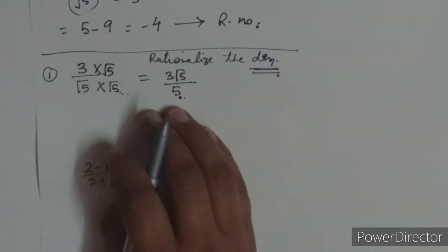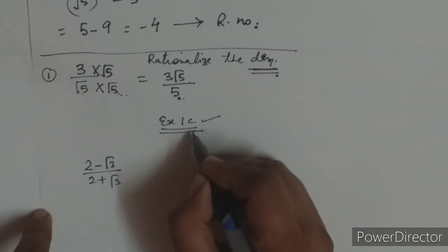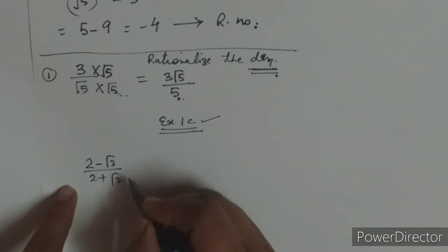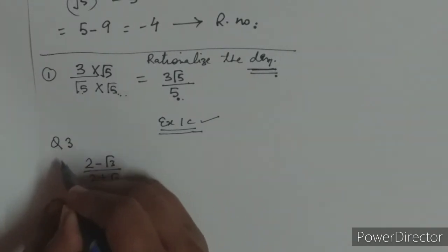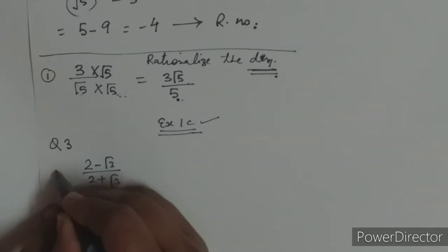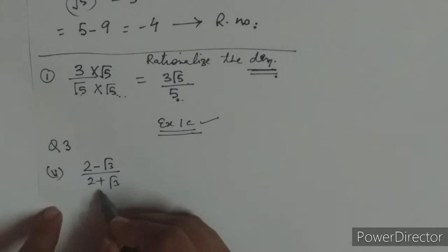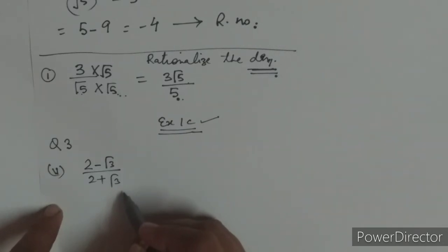Now, students, all these things I have discussed from exercise 1C of the ICSE maths book only. Now, I am going to take up a very important question. It is question number 3 and subpart number 5: rationalize the denominator of 2 minus square root of 3 divided by 2 plus square root of 3.